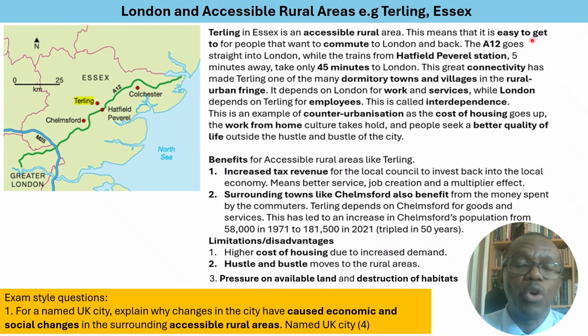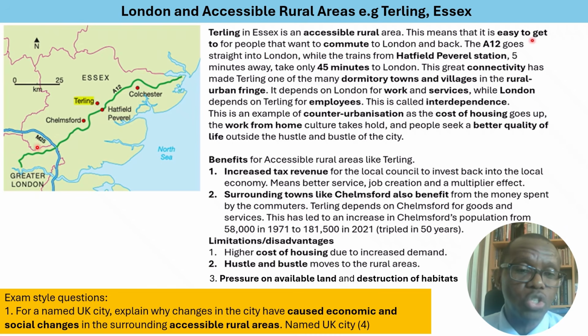The next thing that we're going to look at is London and accessible rural areas. And the example that we're going to use, and that has been recommended by our specification, is Terling, which is in Essex. Now, Terling obviously is an accessible rural area. And it means that it's easy to get to for people who want to commute to London and back every day. You've got the A12 that goes straight into London. So that's the A12, and Terling is right here.